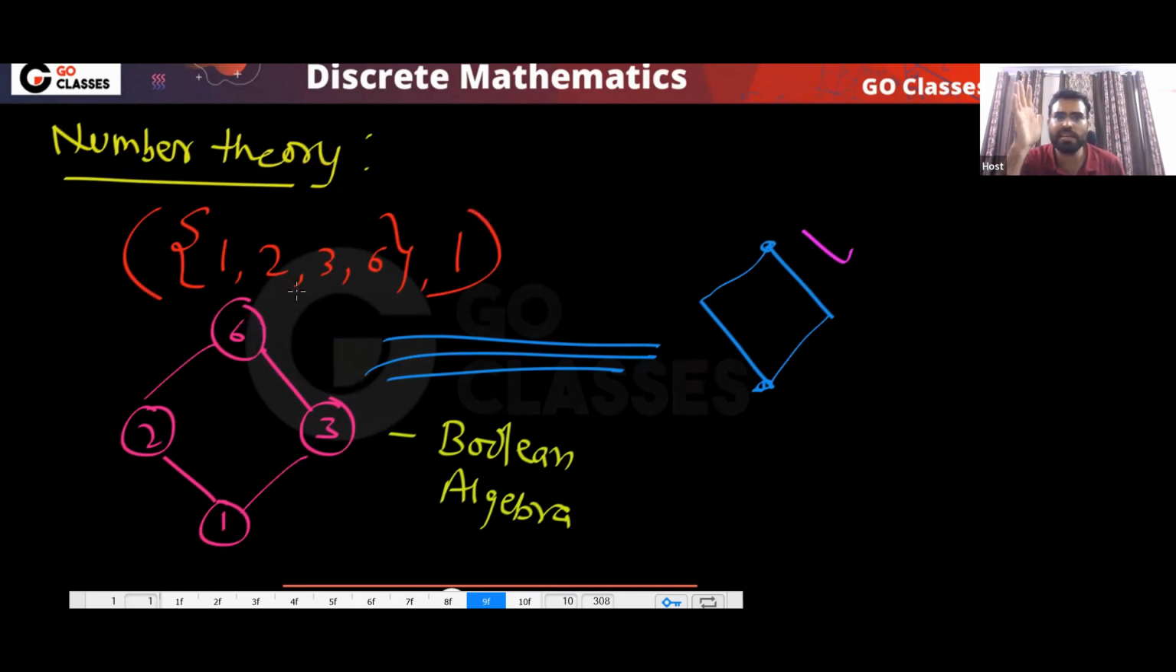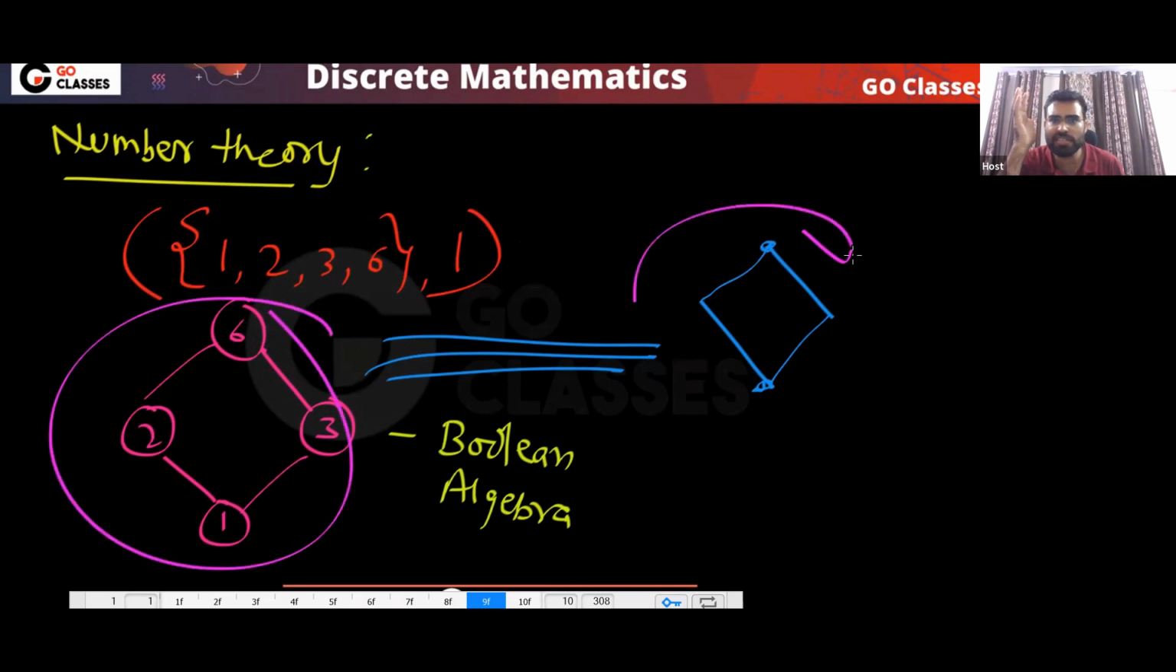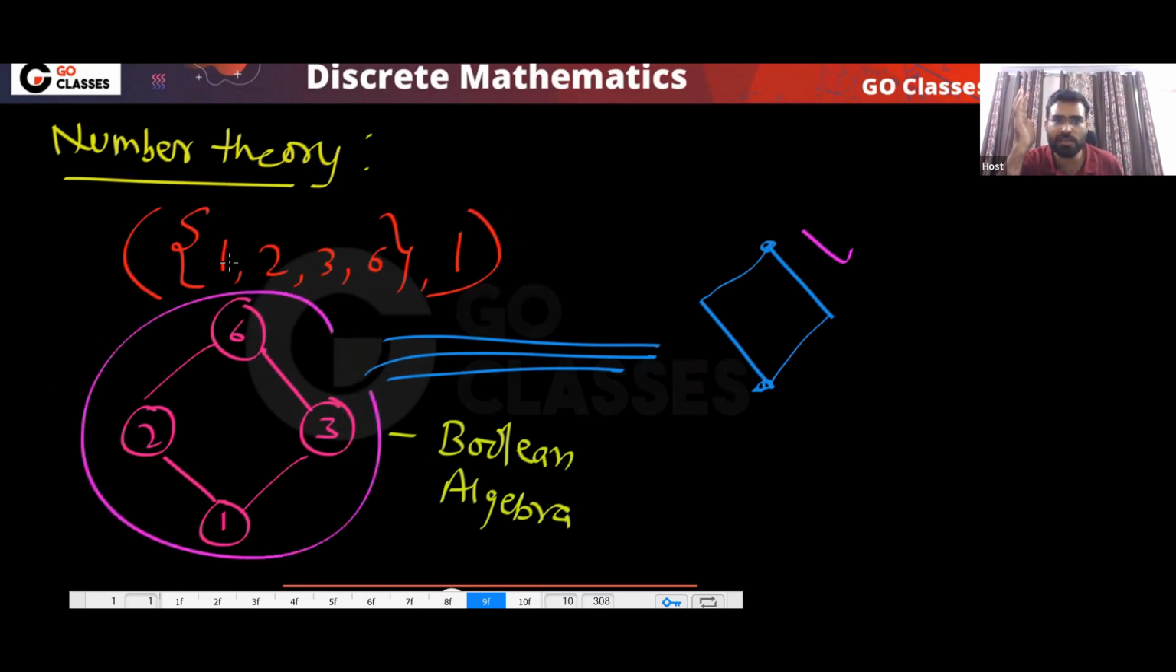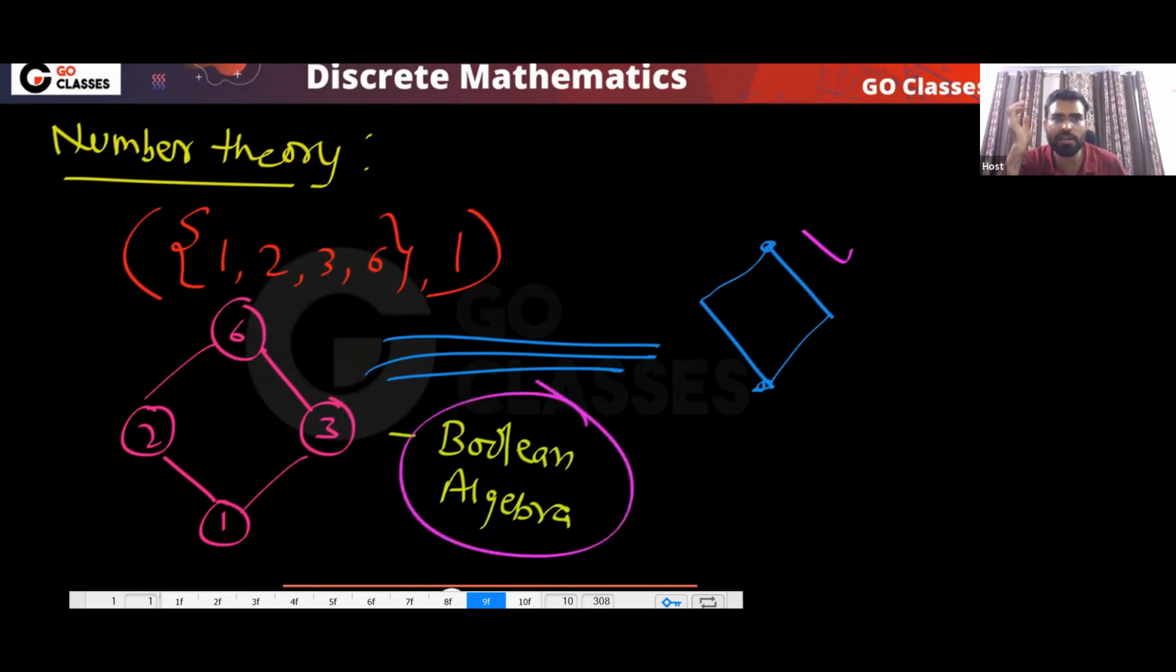I can directly say that because this has the same structure as this, it is a Boolean algebra, and because it is a Boolean algebra, it will have all those properties: commutative, distributive, De Morgan, all those properties will be there. Now you can notice one thing. I have given you two examples from different fields. This is number theory.